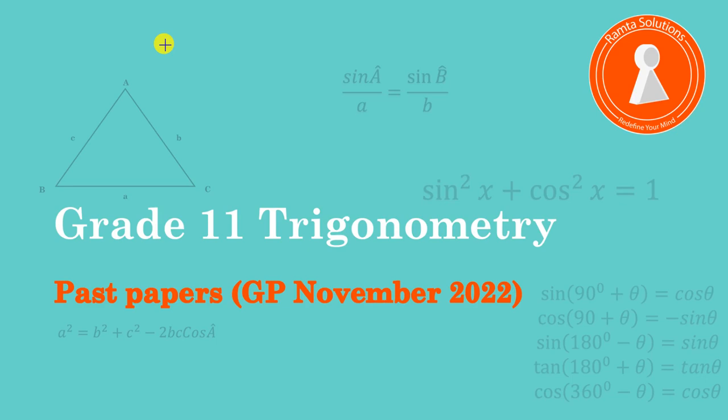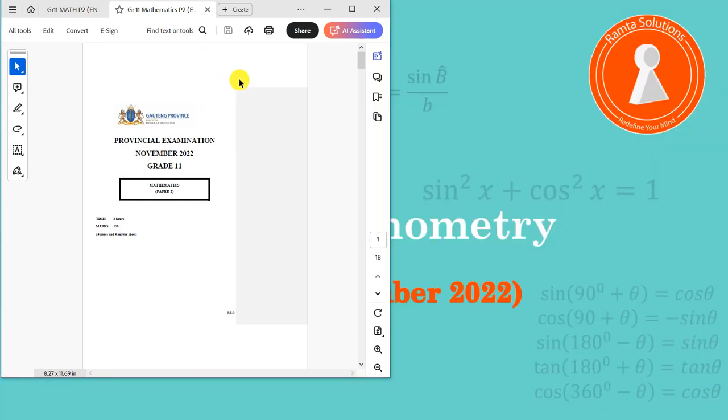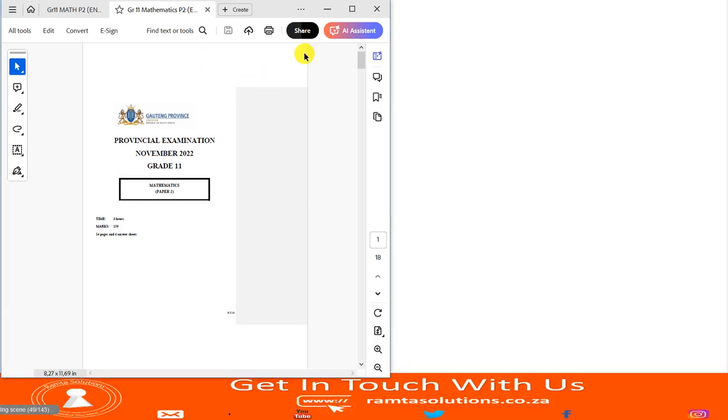Today we are looking at past papers, and in our past paper series, the past paper that we're looking at today is the one written by the Gauteng province in November 2022. Let me open this paper. Here it is. I'm going to pin it so it appears on top of everything. Without any waste of time, let's go.